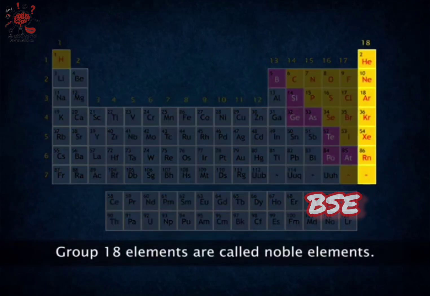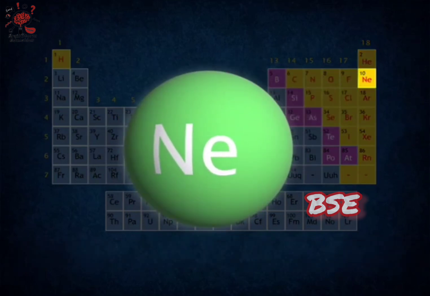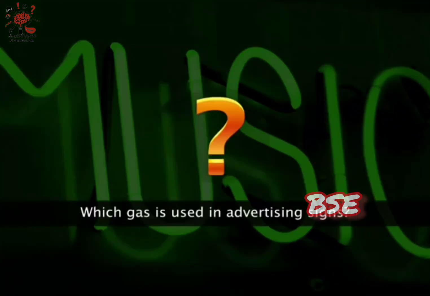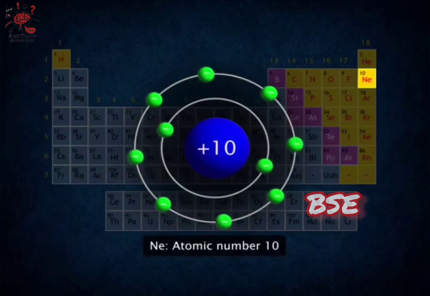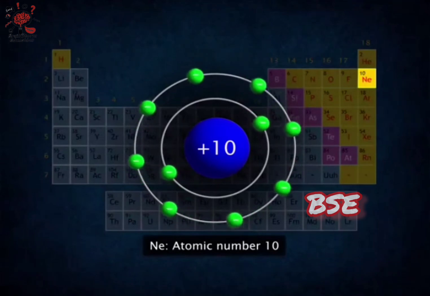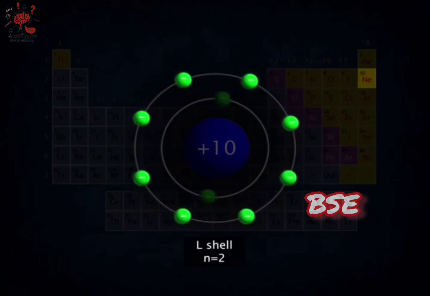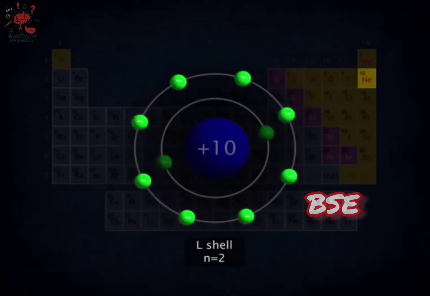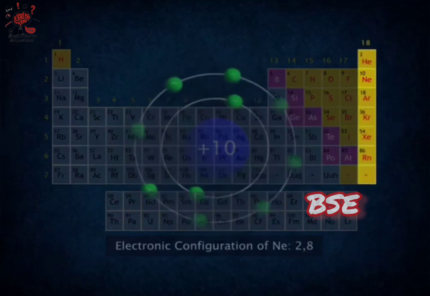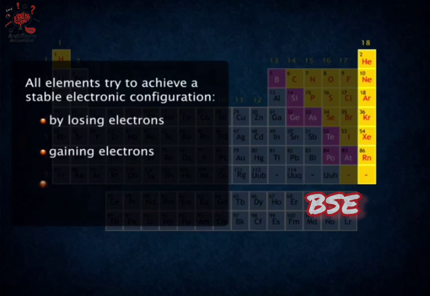Group 18 elements are called noble elements. Let us take the example of neon. Neon has 10 electrons and 10 protons. The K shell contains 2 electrons, and L shell has 8 electrons. This electronic configuration of the neon atom is very stable. All elements try to achieve the stable electronic configuration of the nearest noble element.